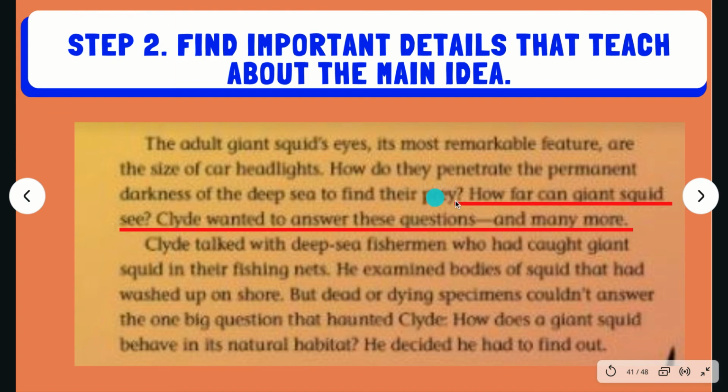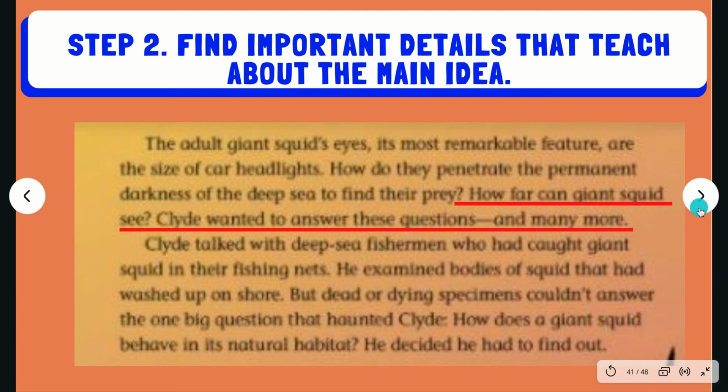We see it right here. It tells us how far can giant squid see. Clyde wanted to answer these questions and many more. It lets us know that he really wanted to answer the question of how far a squid can see.